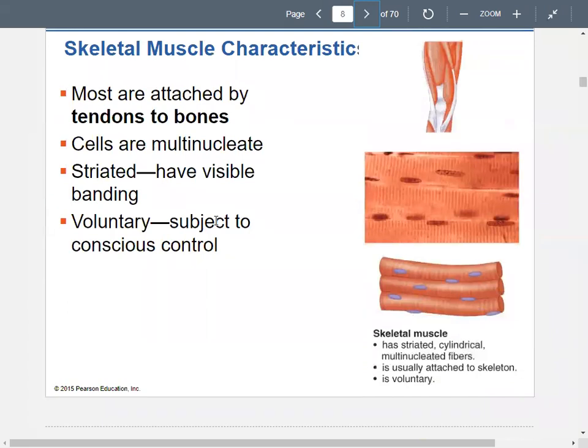Skeletal muscles, okay, they're attached to the bones. Multiple nuclei per cell. That's what all these little things are in here. These are nuclei. That makes skeletal muscle unique. They have these visible bands of striations, but they are voluntary. So that's unique to skeletal muscle as well. You do have to think to make your muscles move.